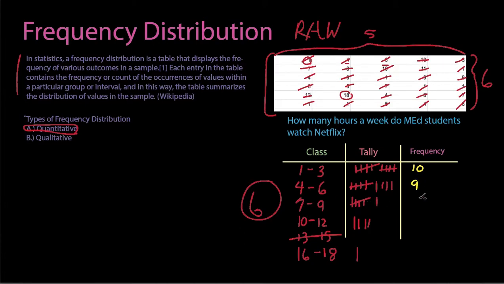Okay, 7 to 9 is 6. And 10 to 12 is 4. 13 to 15 is 0. And 16 to 18 is 1. Okay? So that's basically how we organize frequency distribution into a chart.